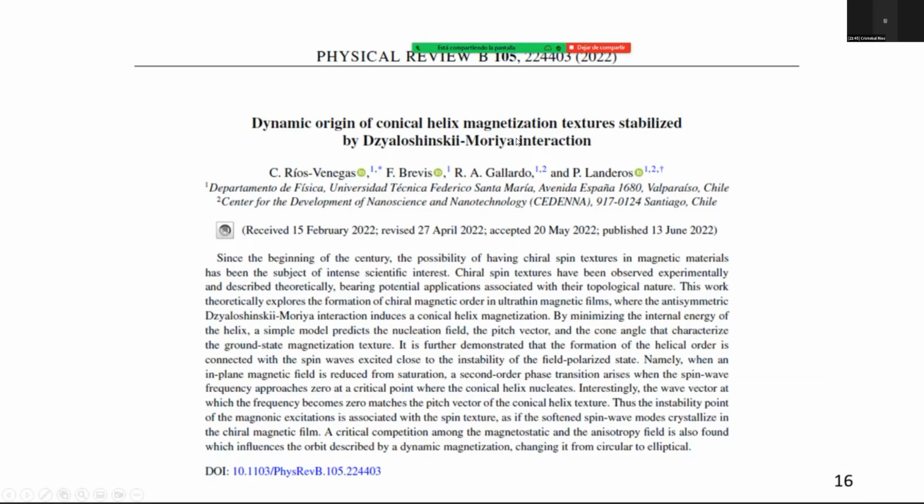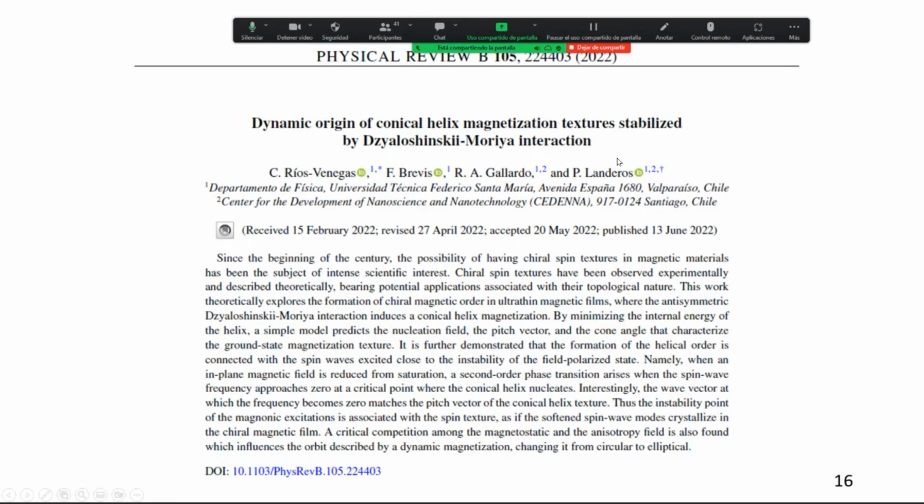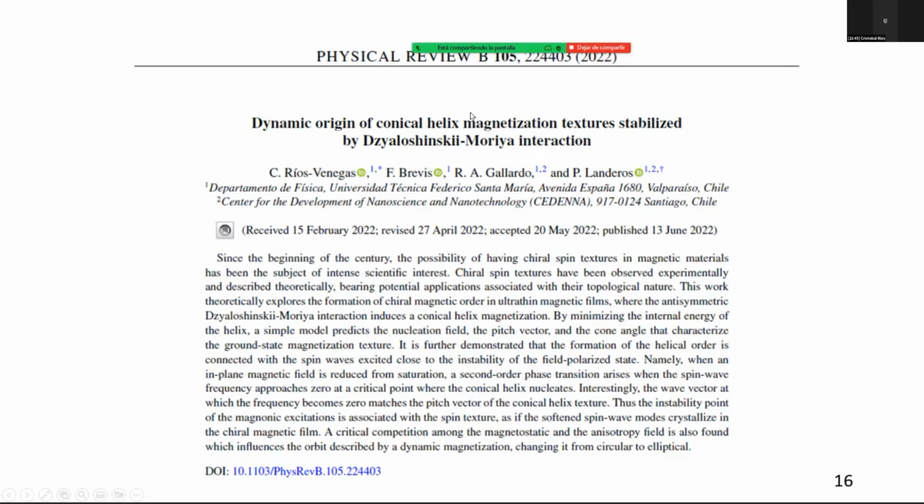Okay. Sorry. I know that it is a bit confusing. You can see the paper for a deeper understanding. It's a lot of information, but I tried to summarize in the best way.